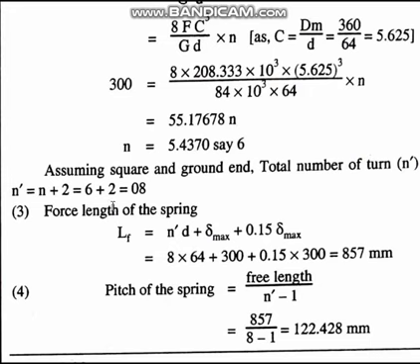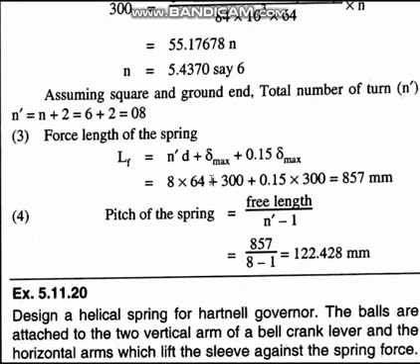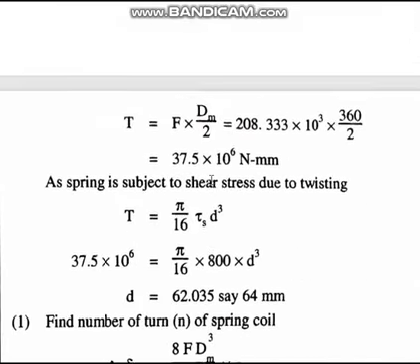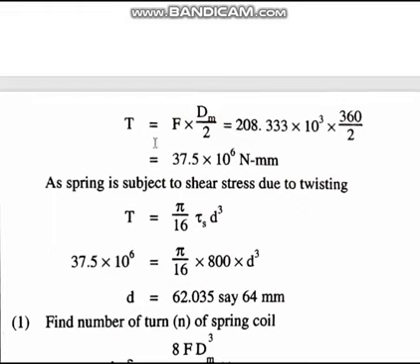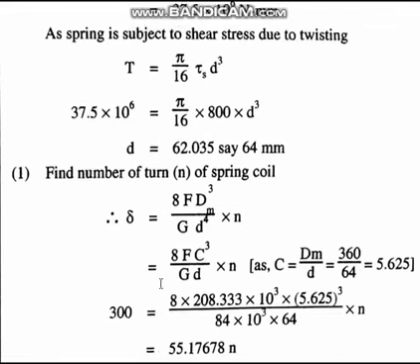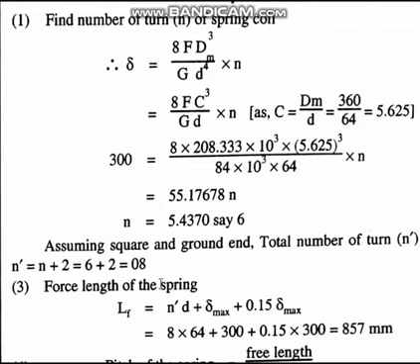Okay. But in this problem, for finding this, instead of using all this directly, we could have found out the Wahl's correction factor and used that tau equation. We are having two equations. That way also you can do, no problem, because in the question they didn't say to neglect the curvature effect. Okay. So you could have used that way also.